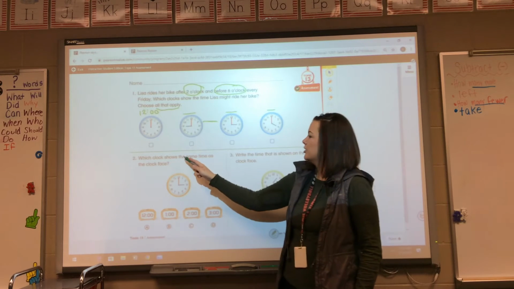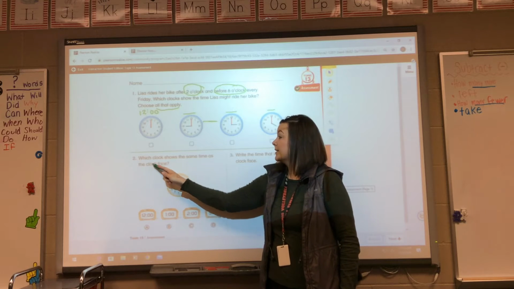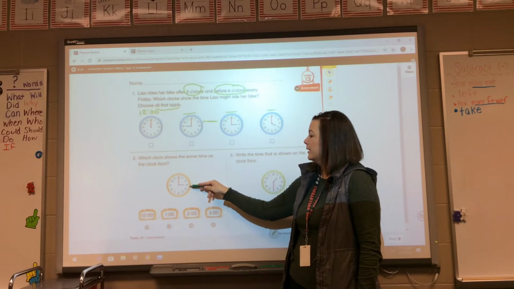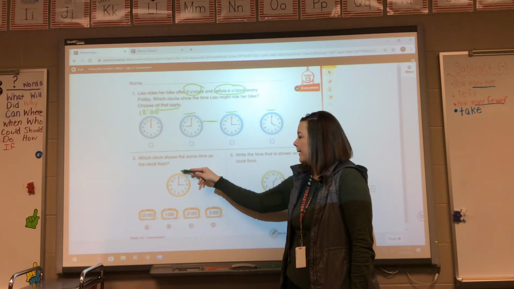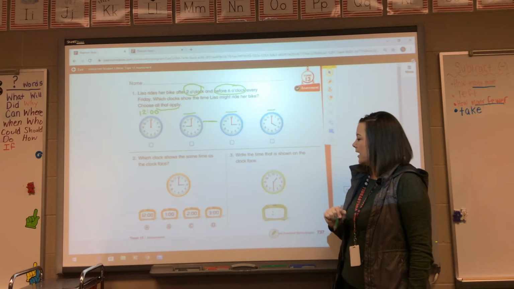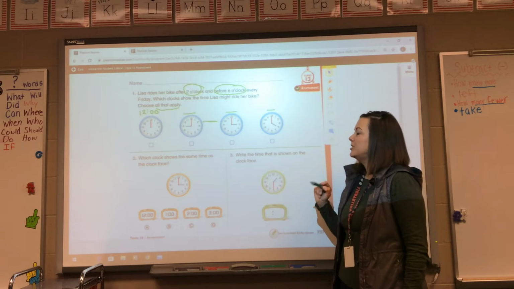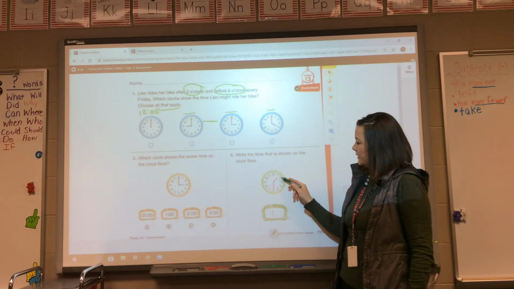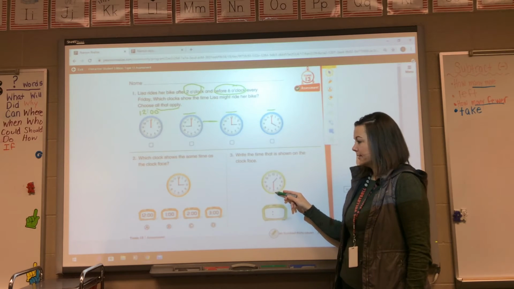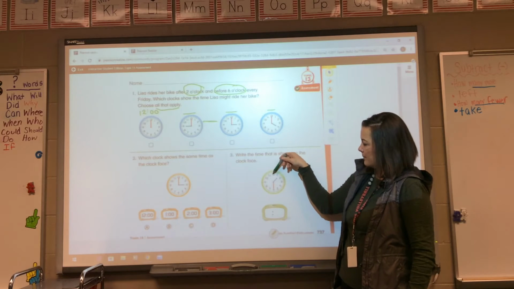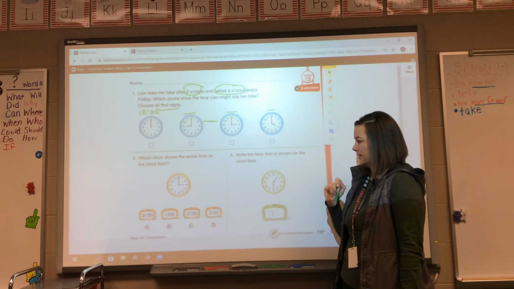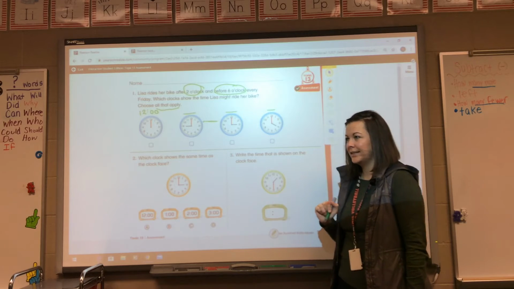Number 2, which clock shows the time as the same as the clock face? So look at this time here, paying close attention to the hour hand, then the minute hand, little, then big, and mark the time. Write the time that is shown on the clock face. Pay very close attention, boys and girls. The hour hand is in between 2 numbers. The minute hand is half past. Or how much? Remember, starting at the 1, 5, 10, 15. Keep counting. What is that time? Write it there.